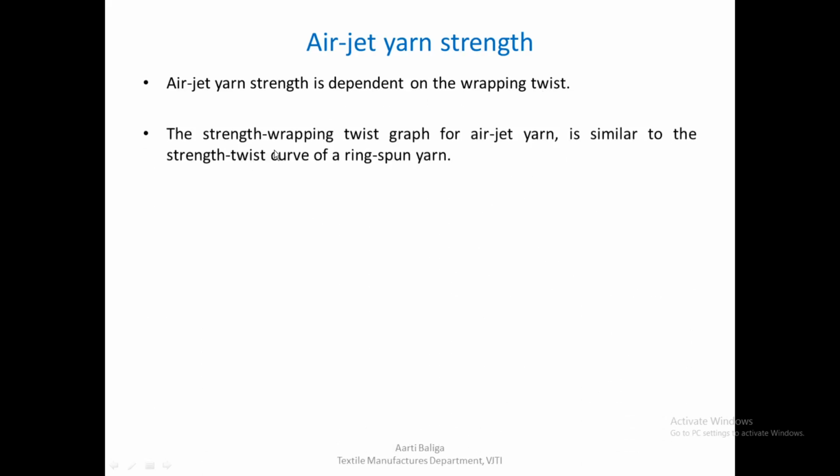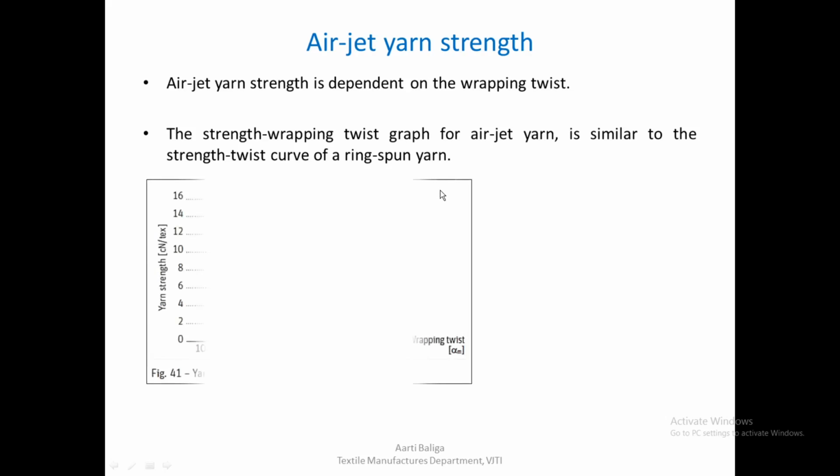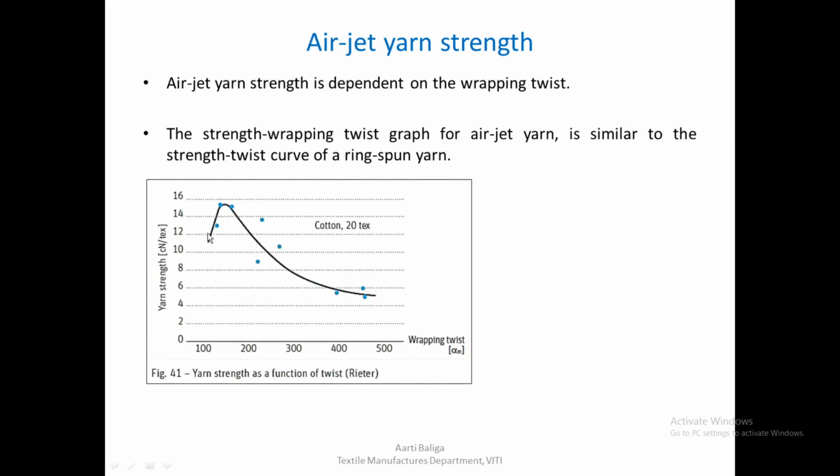The strength wrapping twist graph, that means if you were to plot a graph which shows wrapping twist against strength, it would be, of course for an airjet yarn, similar to the strength twist curve of a ring spun yarn. And it would look something like this, similar to the one which we saw under ring spun yarn strength versus the twist graph. So it goes on increasing up to a certain extent and then reduces. On the x-axis you see the wrapping twist, on the y-axis you see the yarn strength.